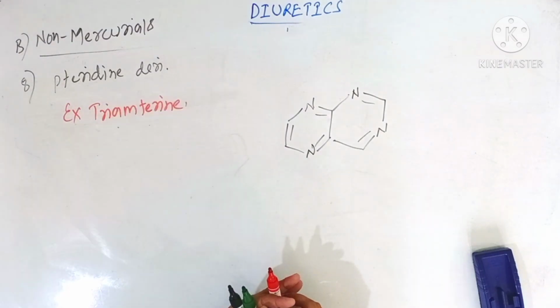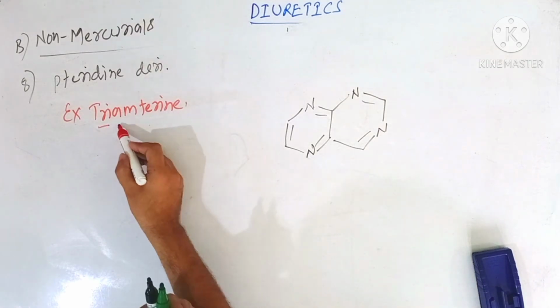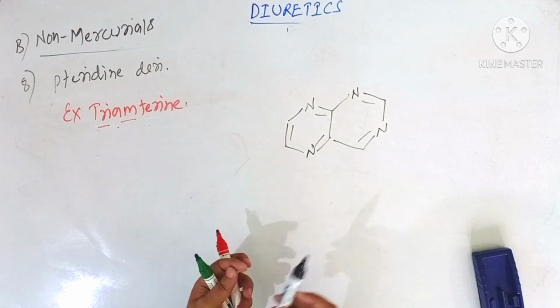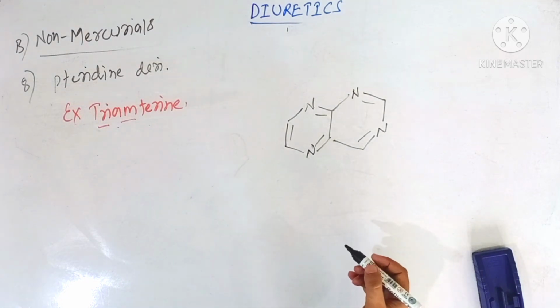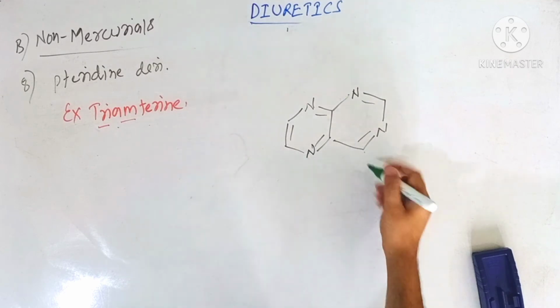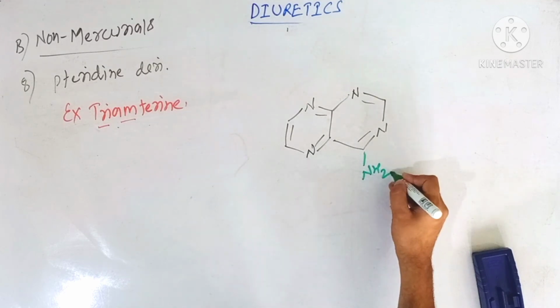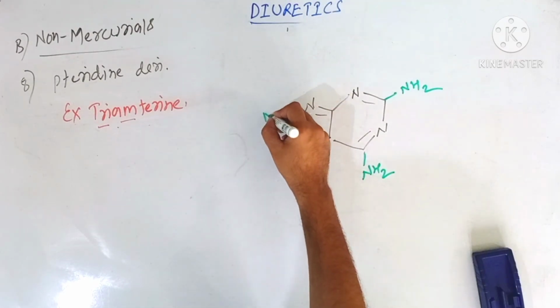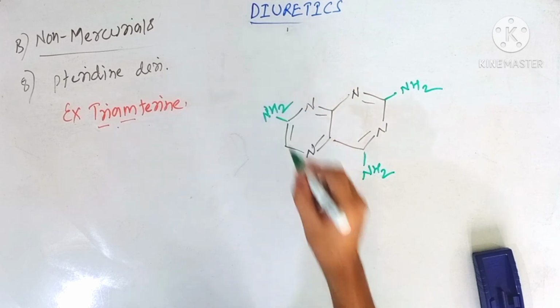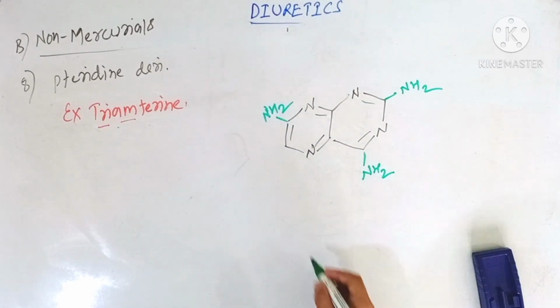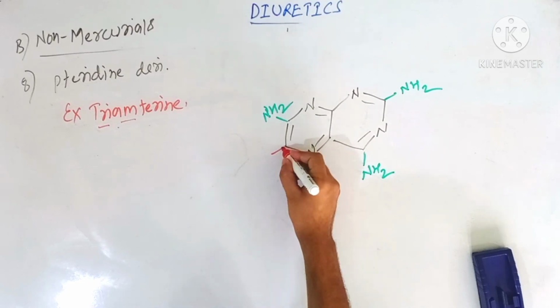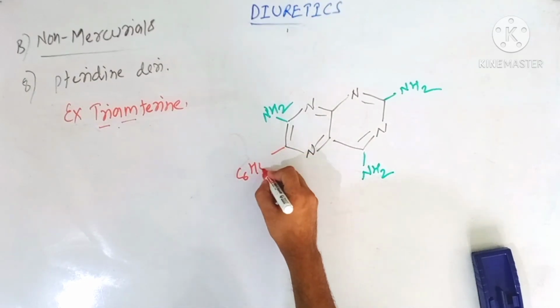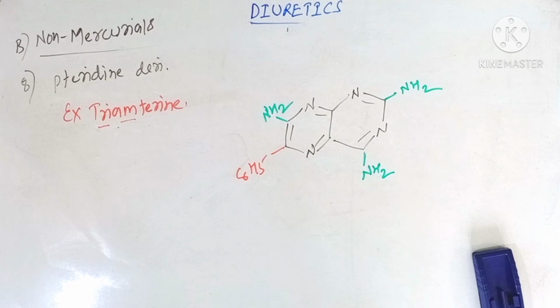Triamterene has what functional group? So tri and amine. Tri means 3 and amine means amine. So triamine. So these are the triamine. First amine, second amine, and your third amine, triamterene. But this drug also has at this position a phenyl nucleus, C6H5. So this is the structure of triamterene.